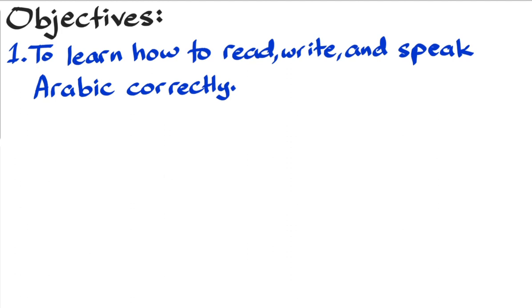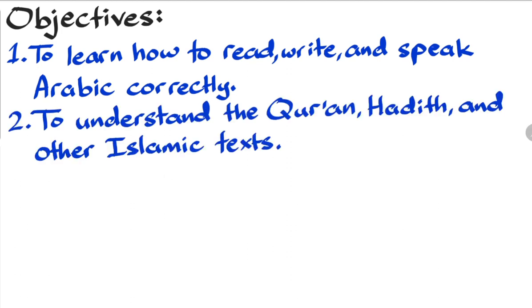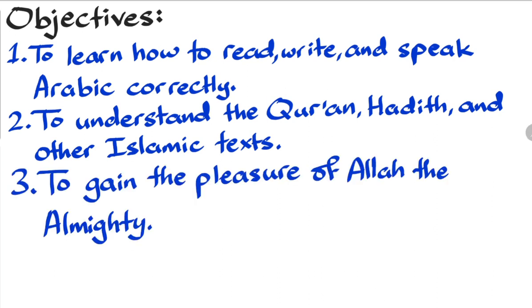The midterm objective of Nahu is to use our Arabic skills to understand the Quran and Hadith and Fiqh and other Islamic sciences and books so that we can act upon them. Because once you learn Arabic, you get access to all of these different Islamic texts, most importantly, the Quran and Hadith. And obviously, the ultimate objective of studying Nahu through the above is to gain the pleasure of Allah subhanahu wa ta'ala. Make sure to keep these objectives in mind when studying Nahu. It will motivate you in the long term.